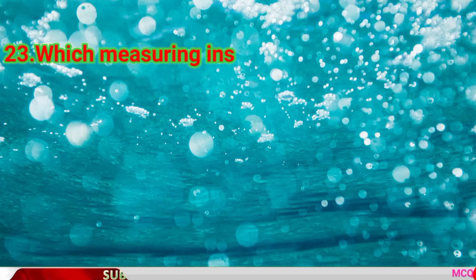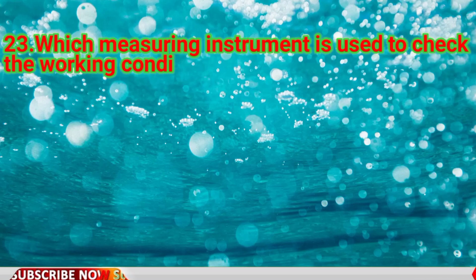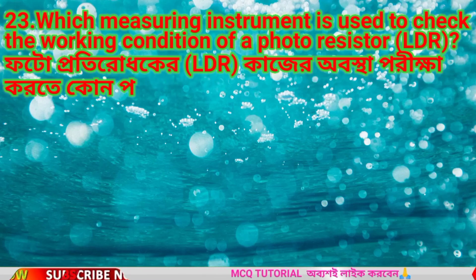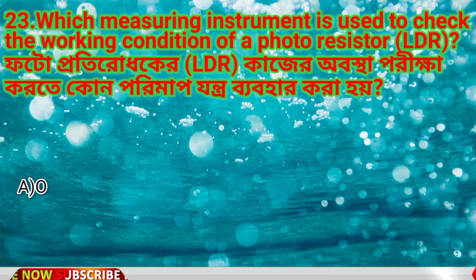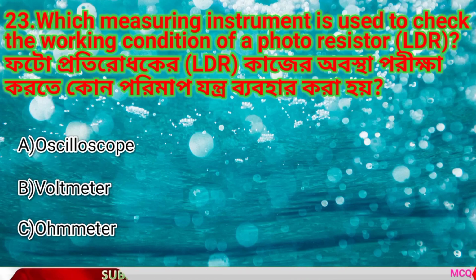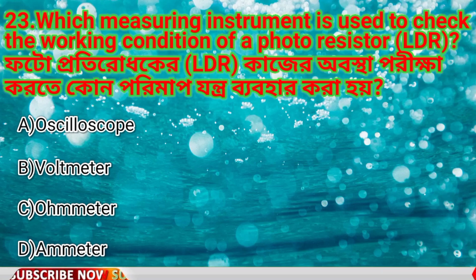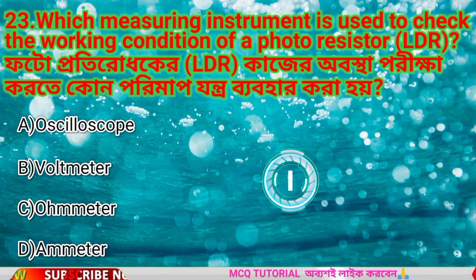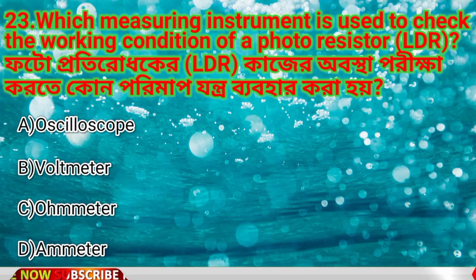Which measuring instrument is used to check the working condition of a photoresistor? Option A oscilloscope. Option B voltmeter. Option C ohm meter. Option D ammeter. উত্তর হবে অপশন সি ohm meter.